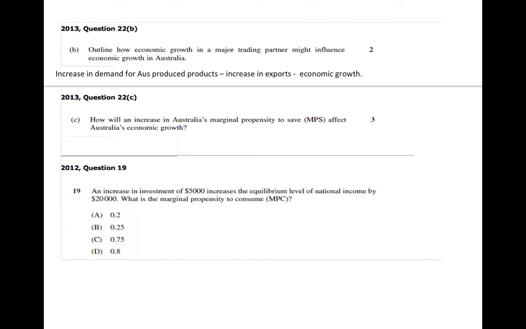Other things that you could probably put in that answer is you could talk about growth in exports in trade, growth in foreign investment. You could also say growth in investment for export industries as well. That would be fine too.